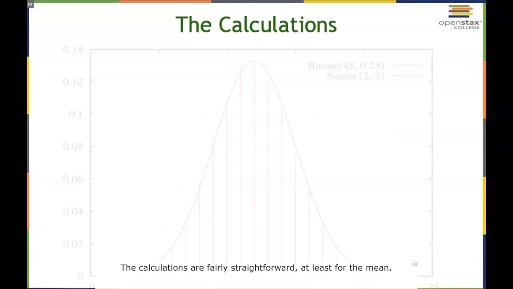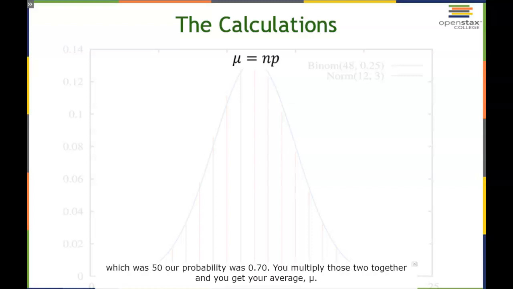The calculations are fairly straightforward, at least for the mean, the variance, and the standard deviation. It's when we get into the actual probability portion of it, it looks crazy, but actually it's not. So just hang tight with me. Mu is calculated as n times p. Yep, that's it. Take the number of trials you have, for example, in our previous one, which was 50, our probability was 0.70. You multiply those two together and you get your average mu.